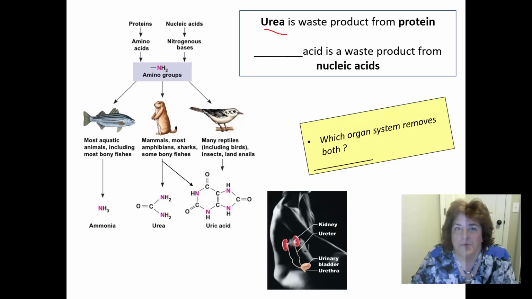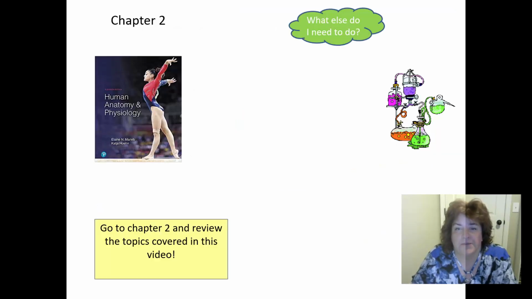So urea is the waste product from protein breakdown. So uric acid was from nucleic acids. So again, this nitrogen group, we're going to have different ways that different animals get rid of this particular product. But in humans, urea is the breakdown product from protein, uric acid from nucleic acids, and the organ system that's dealing with this is the urinary system that's going to take this out and create urine.